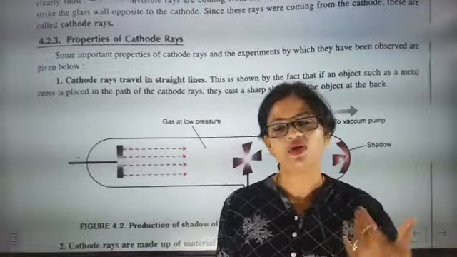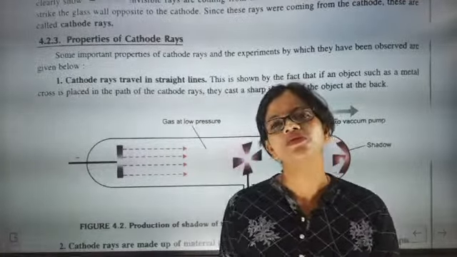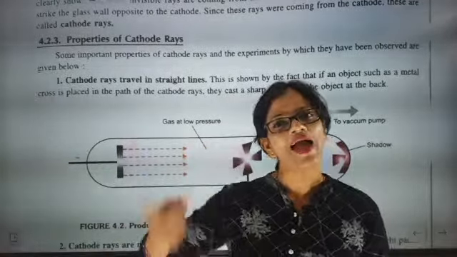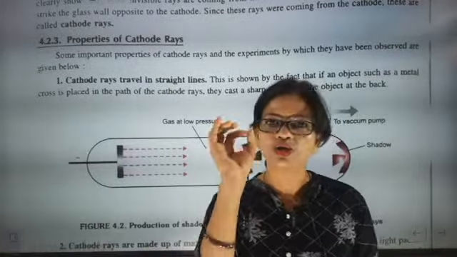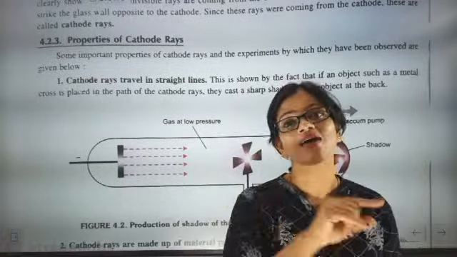Until and unless I get concrete proof that my name is something else, I am not going to believe it. So when somebody tells you that cathode rays travel in a straight line, what could be the concrete proof that cathode rays are traveling in a straight line?